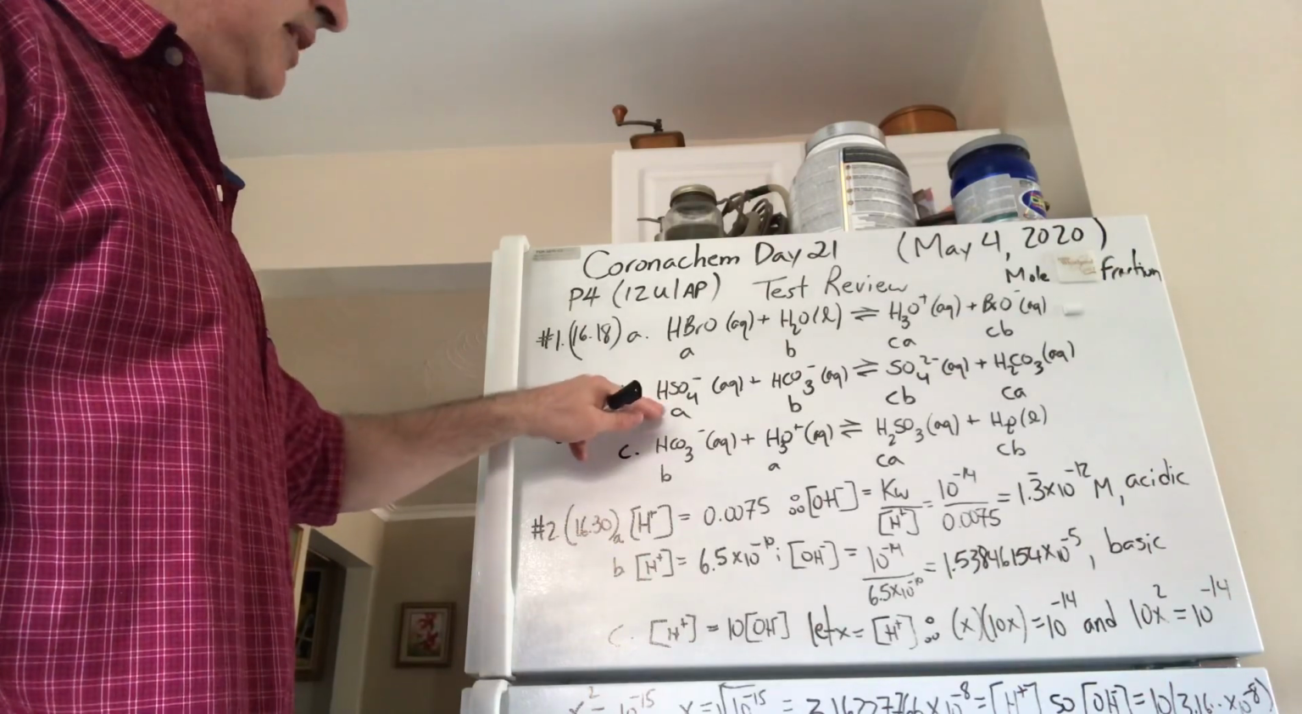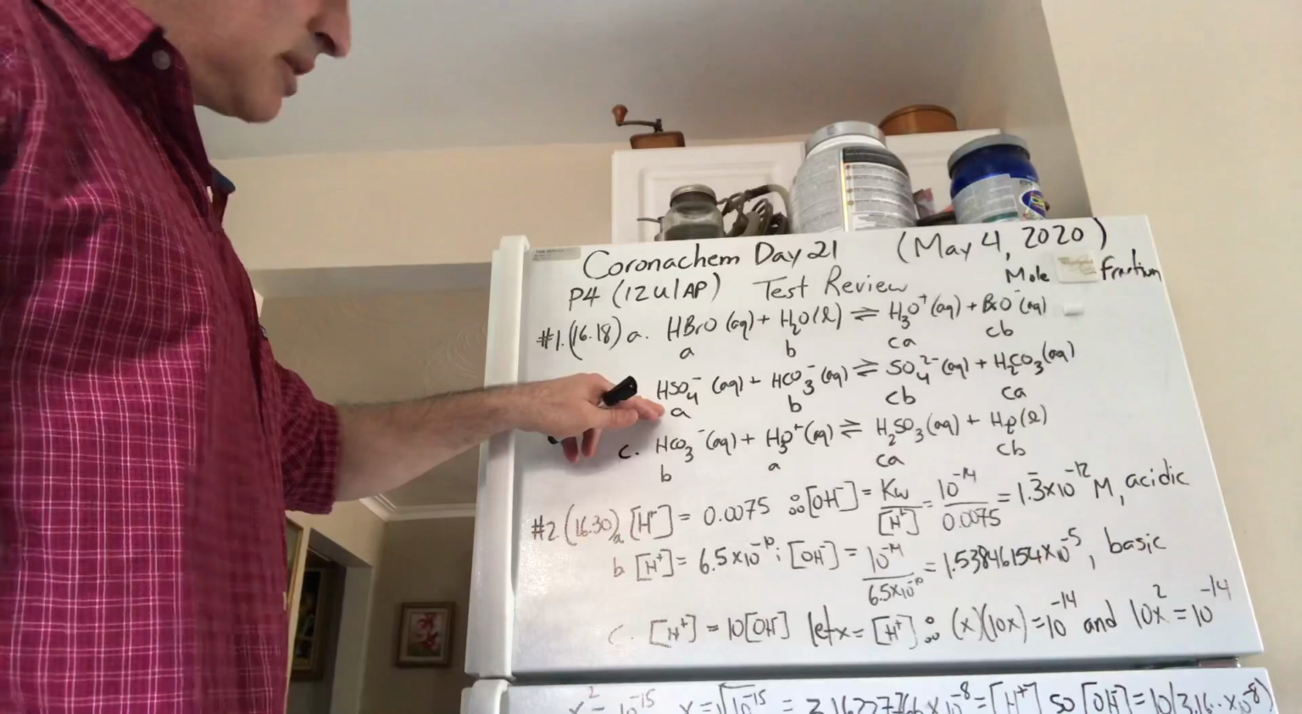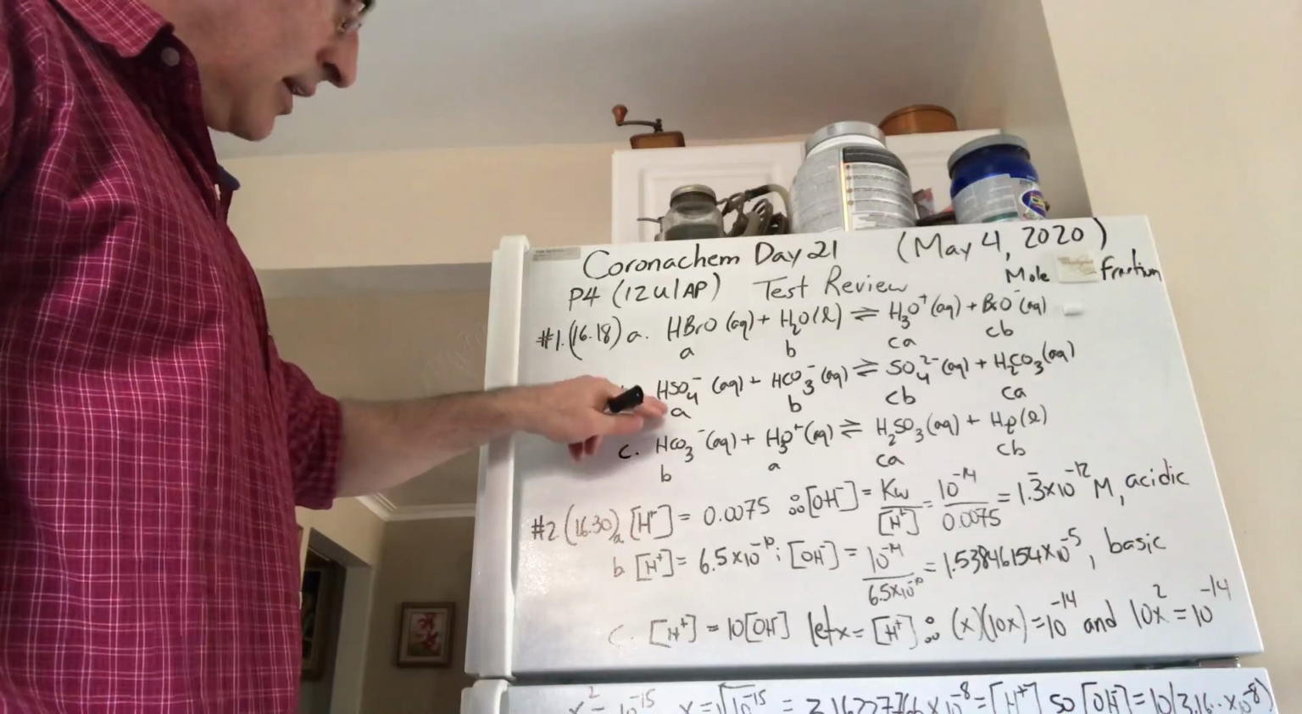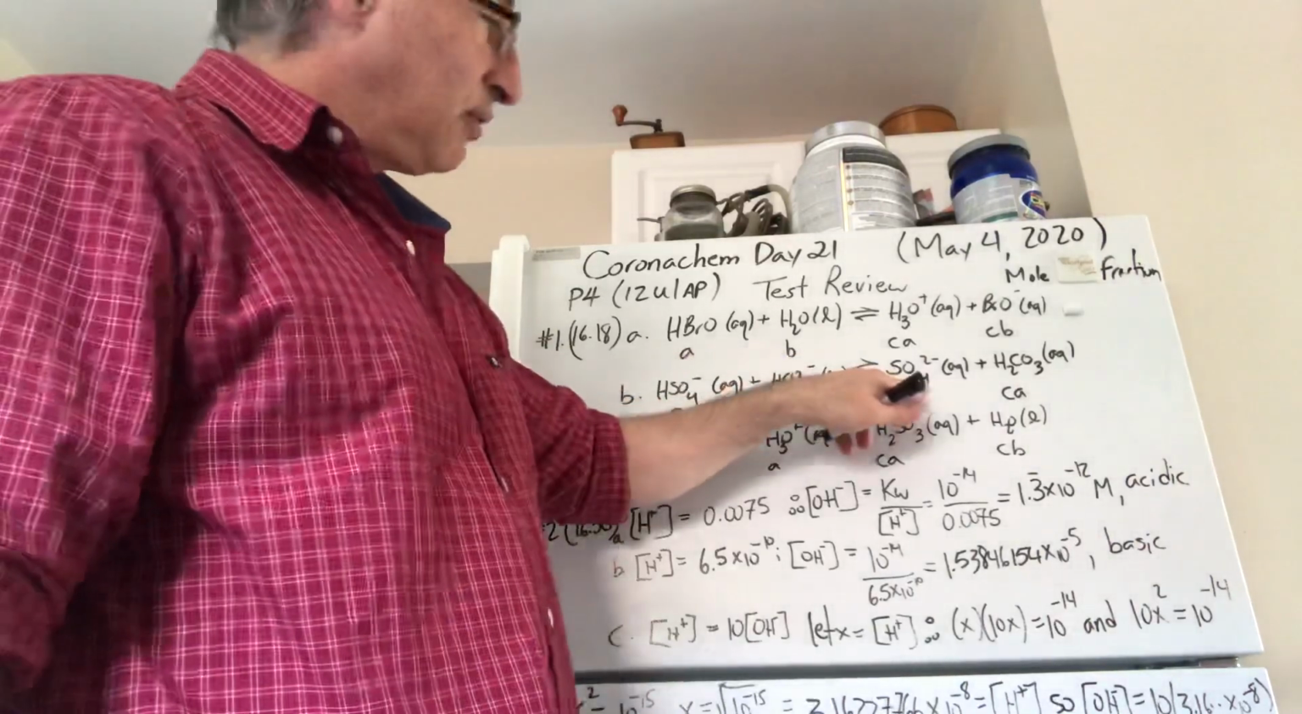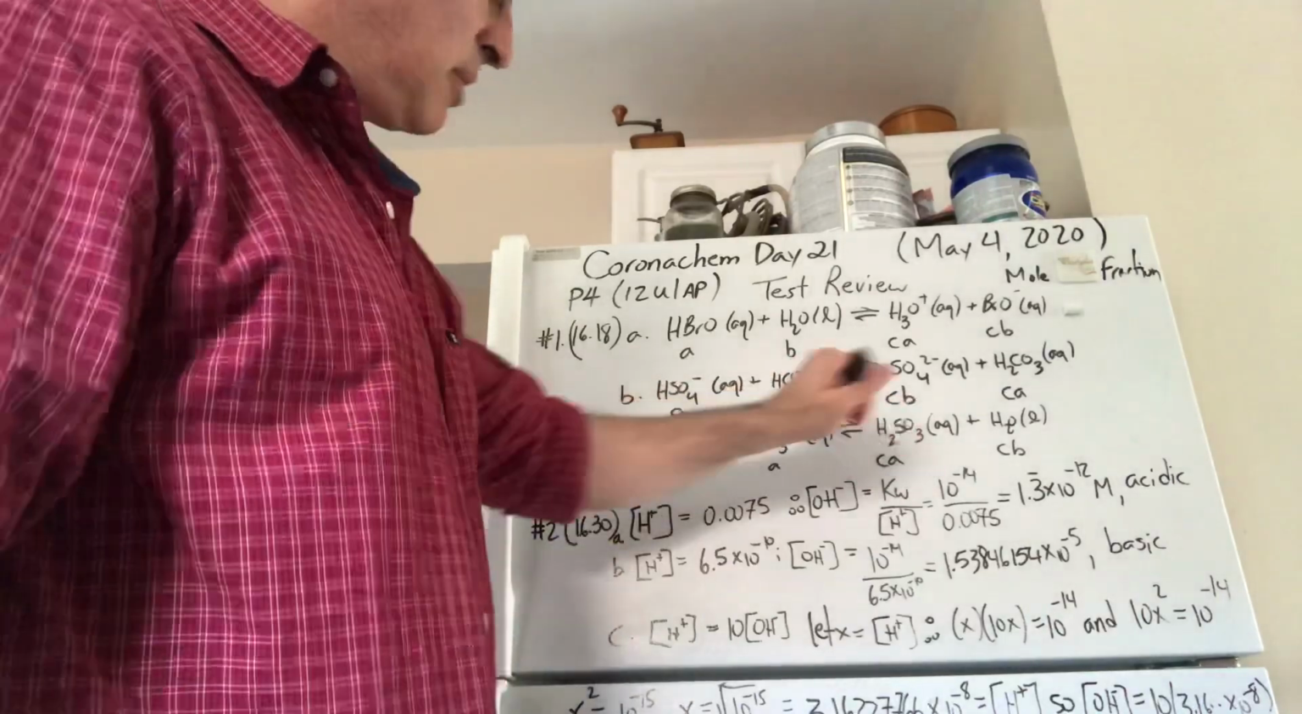You get the bisulfate anion. That's a weak acid, but it's still an acid in its own right. And it can lose that proton to give sulfate. So that's the acid, that's the conjugate base.